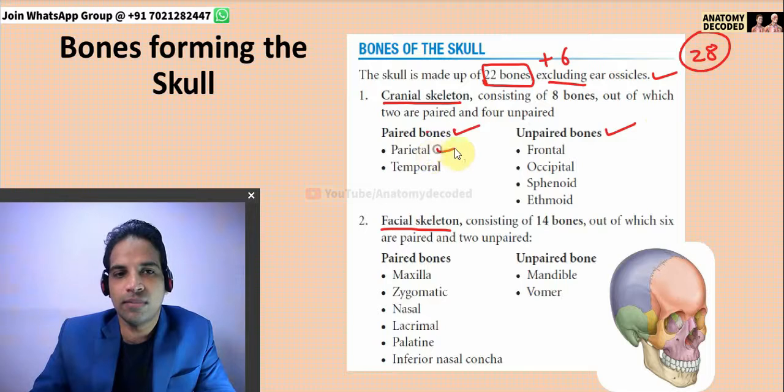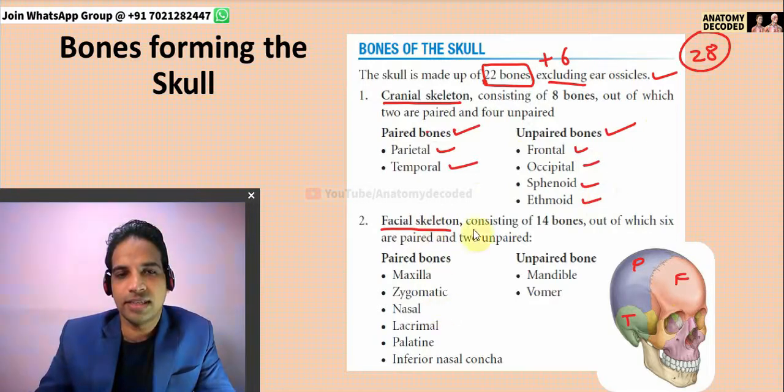Paired bones are parietal bone and temporal bone. This is the parietal bone. This is the temporal bone. And unpaired bones are frontal bone, and behind there will be occipital bone, then sphenoid bone and ethmoid bone. These are unpaired bones of the cranial skeleton.